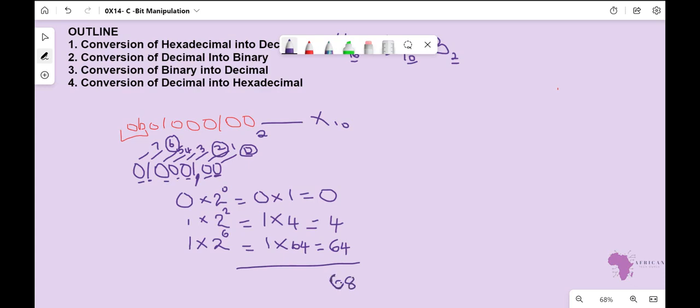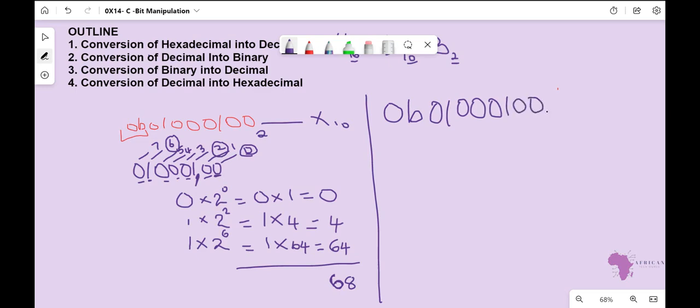Are we getting back the number that we had? Yes. So it means that what we have here, 0b 0 1 0 0 0 1 0 0 in base 2, is equal to 68 in base 10. Yes, we are done with that. So we are done with that, guys.